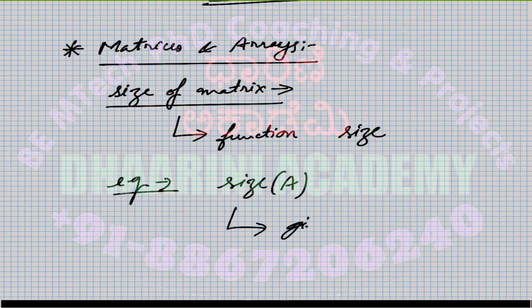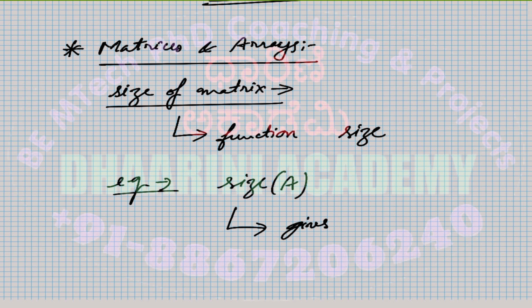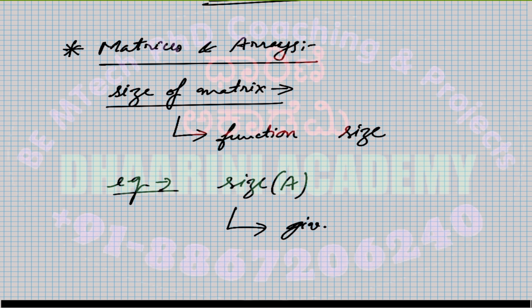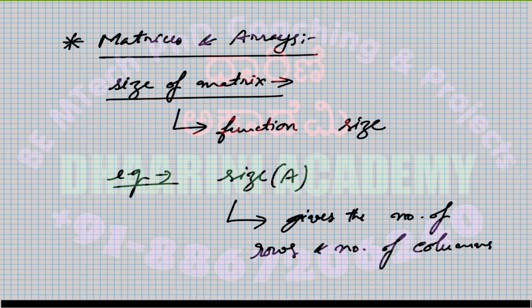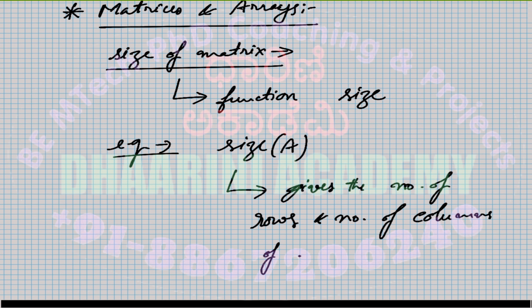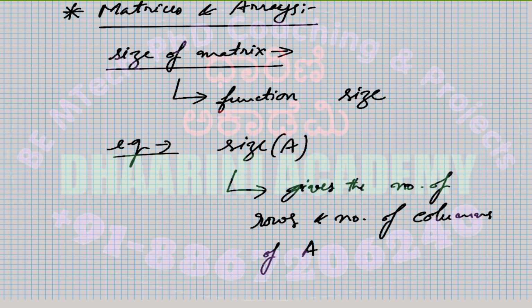It actually gives you the size in the form of number of rows and number of columns of the matrix A. All right, so that's the first usage. Then let's go to the matrix. So let's see the same thing in.